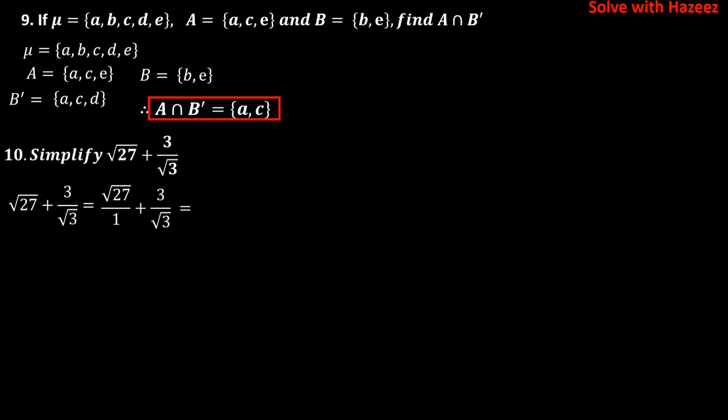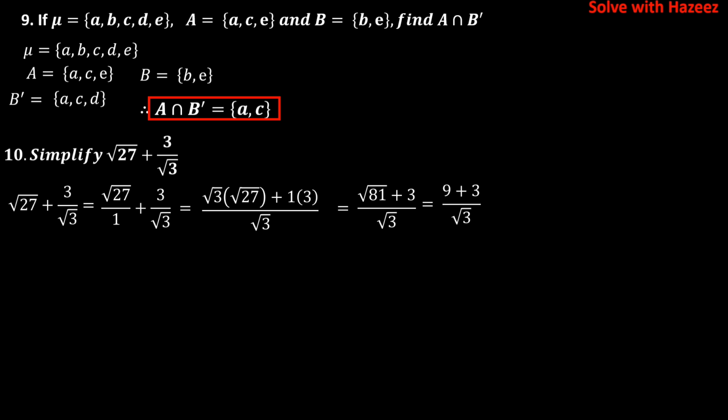So simplifying the fraction, we are going to be finding the LCM, which will be equal to root 3 multiplied by root 27 plus 1 multiplied by 3, all over root 3. Simplifying further, we'll have the square root of 81 plus 3 all over the square root of 3. And the square root of 81 is equal to 9. Then you have plus 3 over root 3. So 9 plus 3 is equal to 12 over root 3.